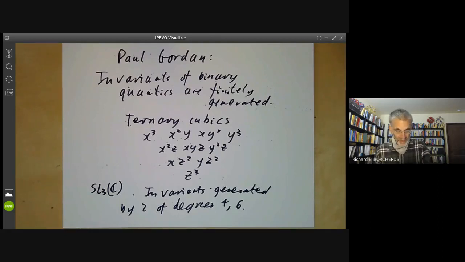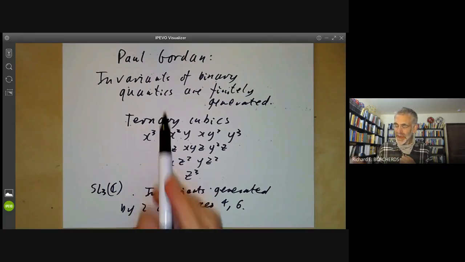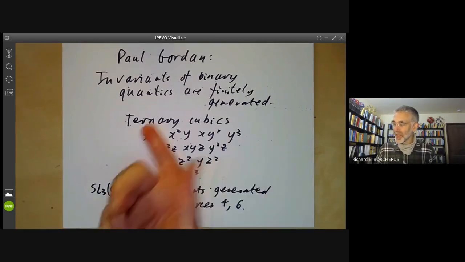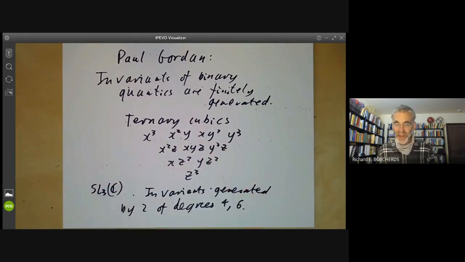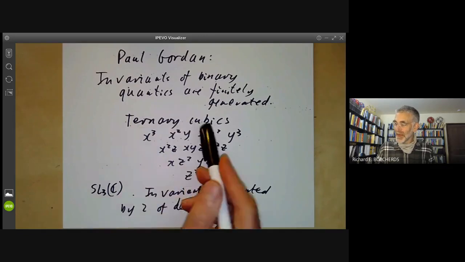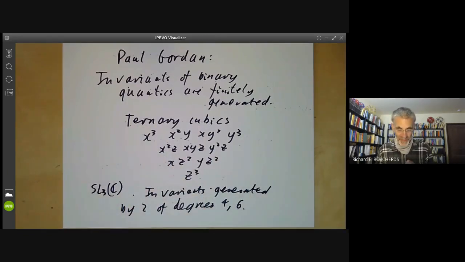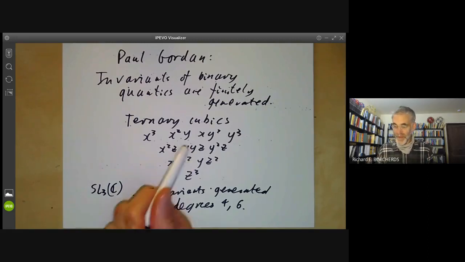So anyway, as you can see, these invariants are so complicated that trying to show that rings of invariants are finitely generated by explicitly calculating them is quite out of the question. Even for reasonably small things like ternary cubics, the invariants are really too much to write down by hand. And degree three in three variables is really not very much.